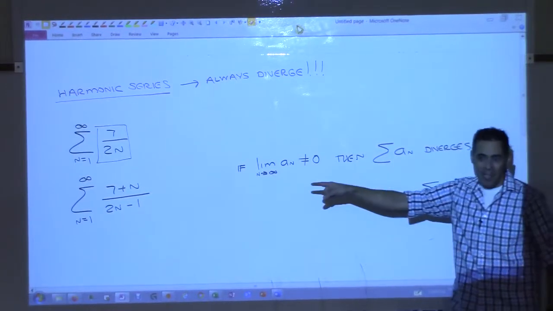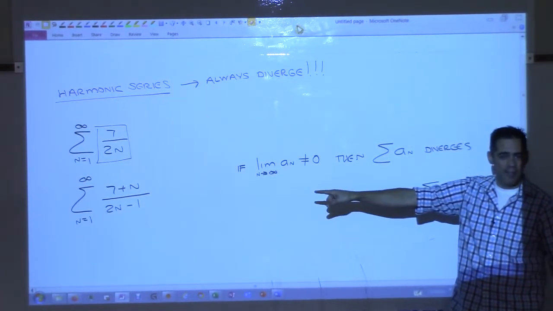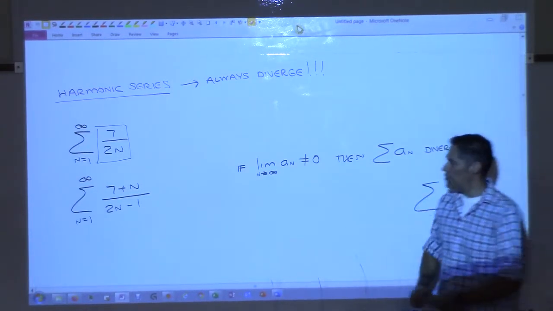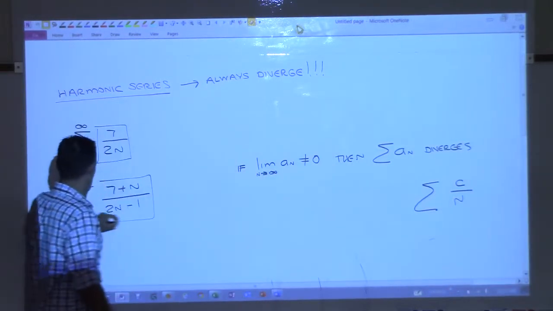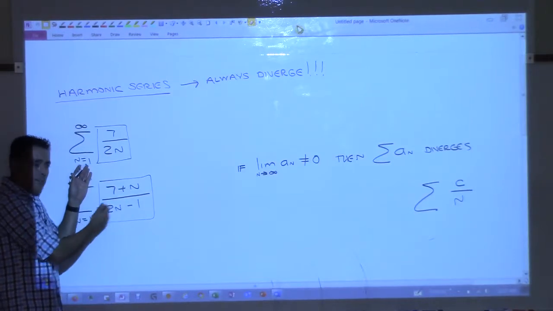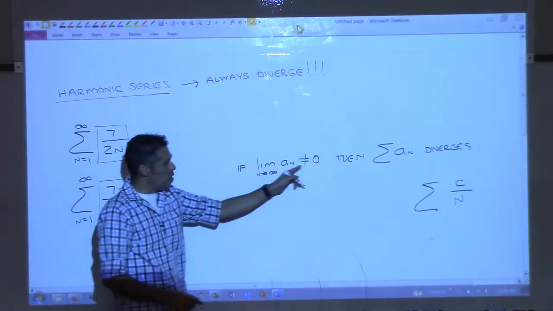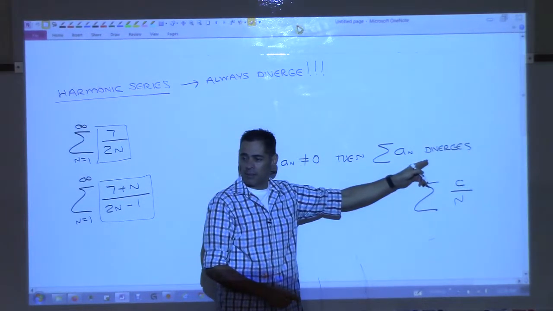However, it still diverges. Why does this one diverge? It's not geometric. Because if you do this test right here, and you take the limit as n goes to infinity of this, what do you get? Infinity over infinity, L'Hopital. 1 over 2, 1/2. Is 1/2 not 0? 1/2 is not 0. Divergence, done. This diverges.